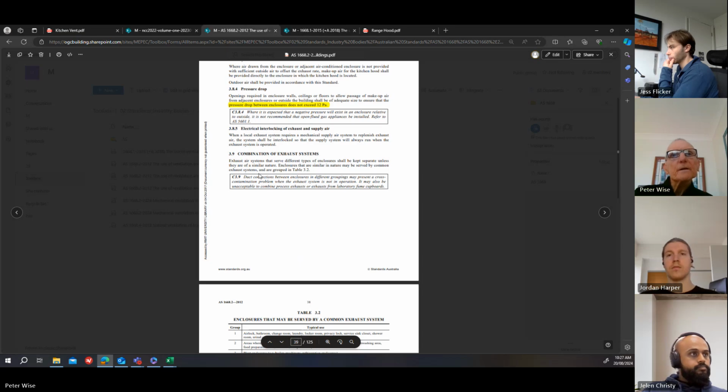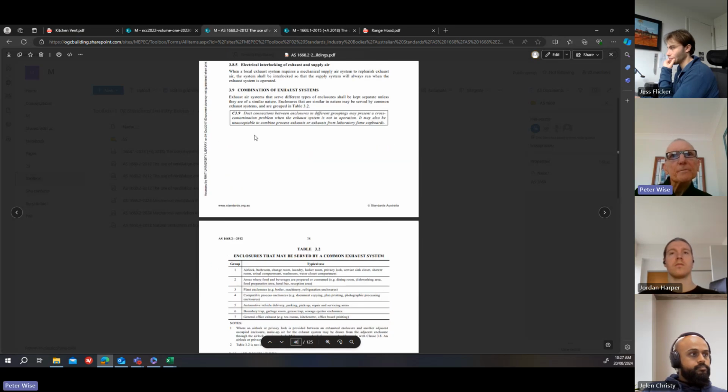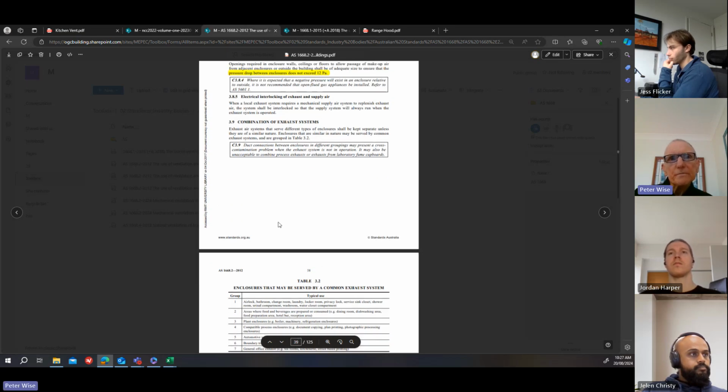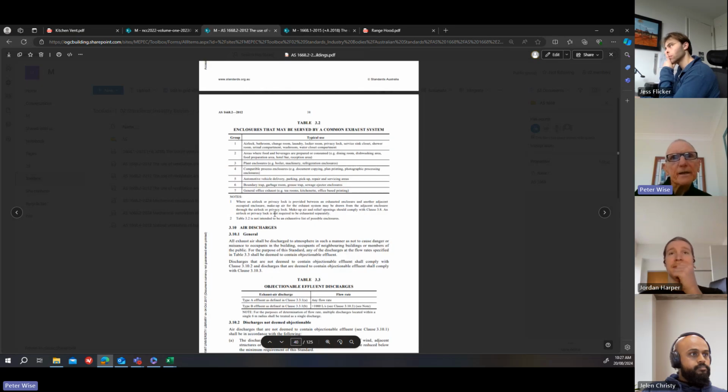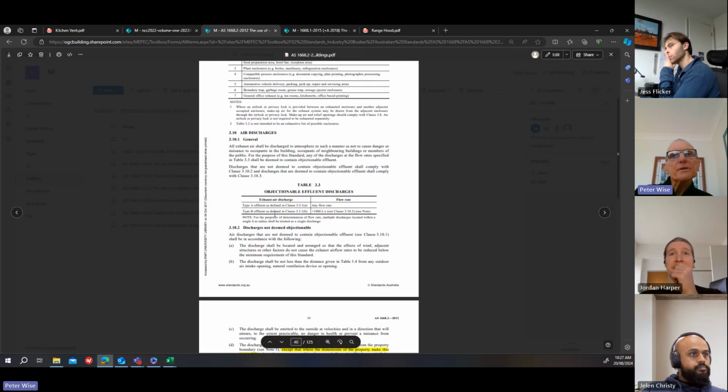3.9 talks about combination of exhaust systems. I think we've covered this before, of what exhaust systems you can combine. So that's a table that tells you what you can and can't do. But air discharges.